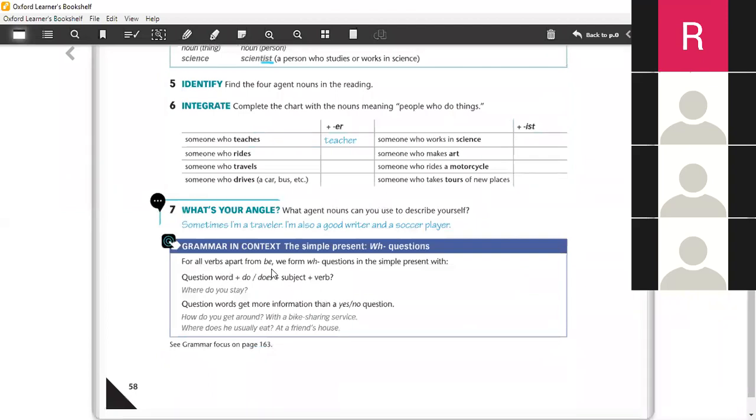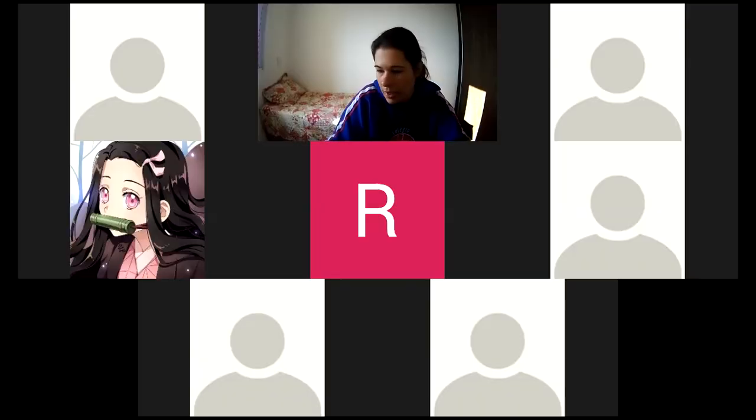For all verbs apart from be, we form double H questions in the simple present. Question word plus do or does plus subject plus verb. Where do you stay? Então aqui nós temos as perguntas com double H questions. We are going to talk about it later. Então nós vamos deixar a gramática nova para a próxima aula, ok? Any questions? Alguma dúvida até agora?